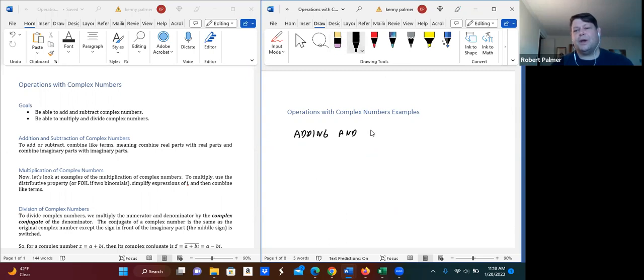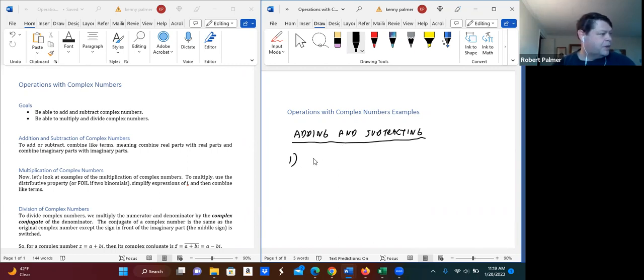So if we think about adding and subtracting, remember complex numbers are numbers that involve an i. So i is not a variable, but we can almost treat it sometimes like a variable. So look over at the right, to the left, it says to add or subtract, combine like terms, meaning real parts with real parts and imaginary parts with imaginary parts. So think of it like terms. So once again, i is not a variable, but in some ways, in terms of adding and subtracting, it almost acts like one. Okay, so let's look at an example.